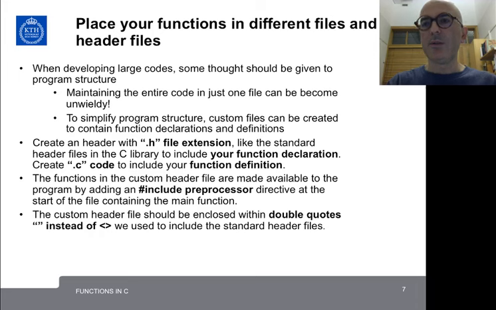The functions in our header files are made available to the program by adding an #include preprocessor directive at the start of the file containing the main function. Our header file should be enclosed with double quotes instead of the angle brackets. We use angle brackets specifically to include standard header files from the standard libraries.